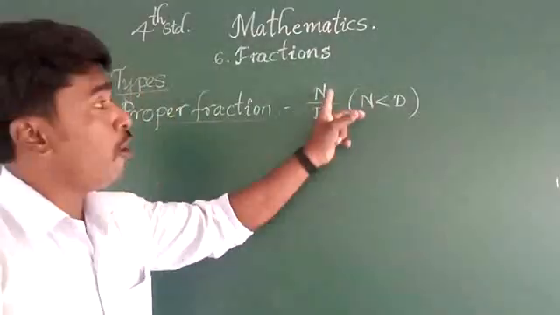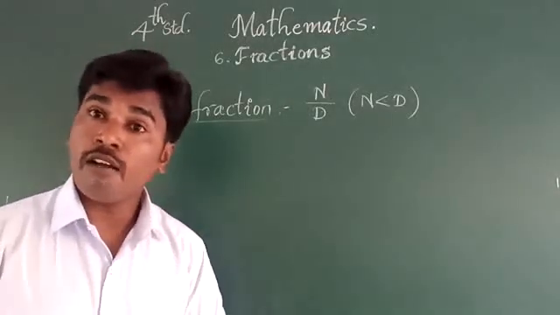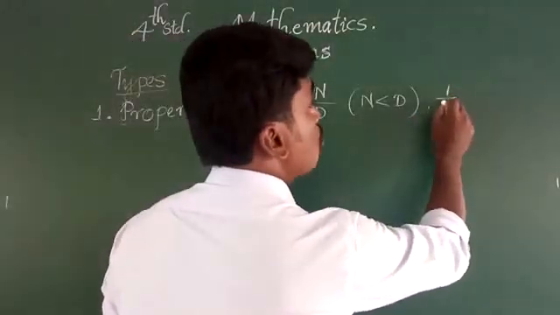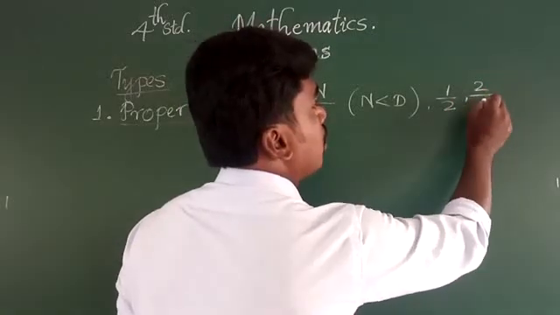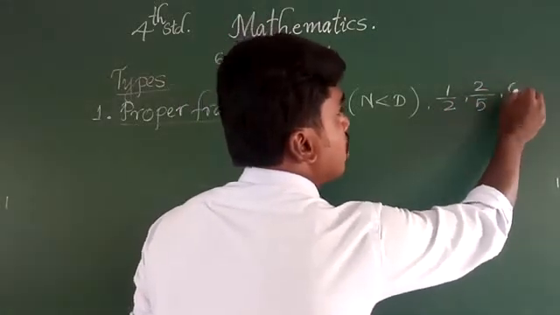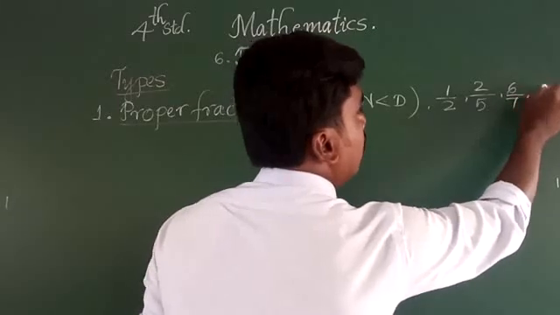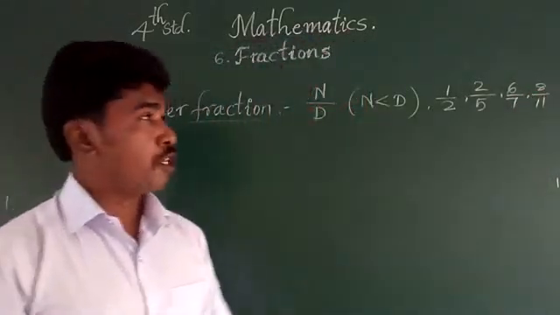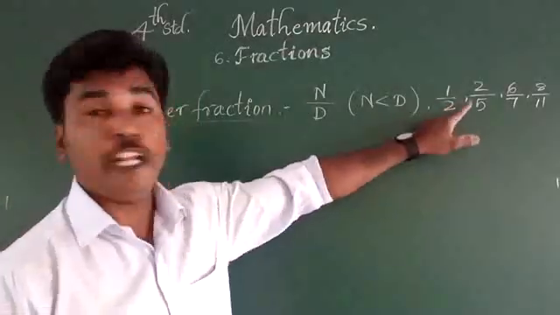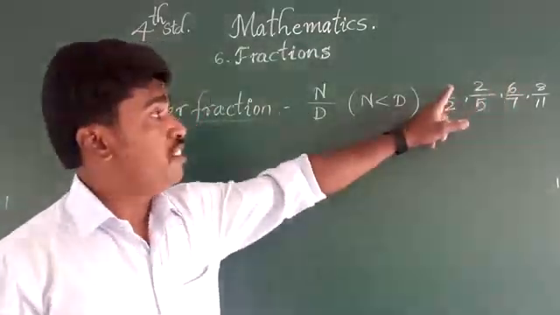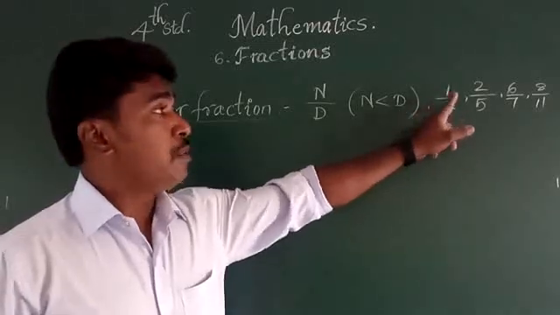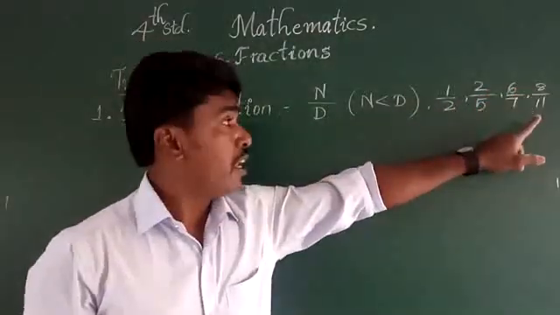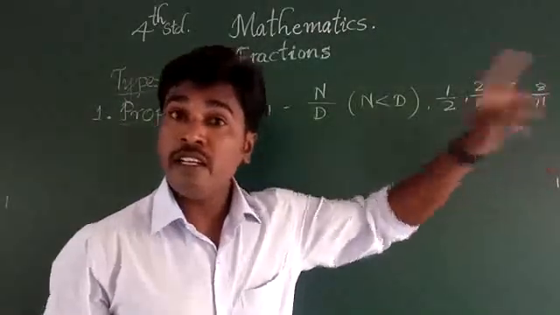Numerator is always smaller than denominator. Those are called proper fractions. For example, 1 by 2, 2 by 5, 6 by 7, 8 by 11. These are all proper fractions because when you compare numerator and denominator, in the fraction 1 by 2, 1 is smaller than 2, 2 is smaller than 5, 6 is smaller than 7, 8 is smaller than 11.